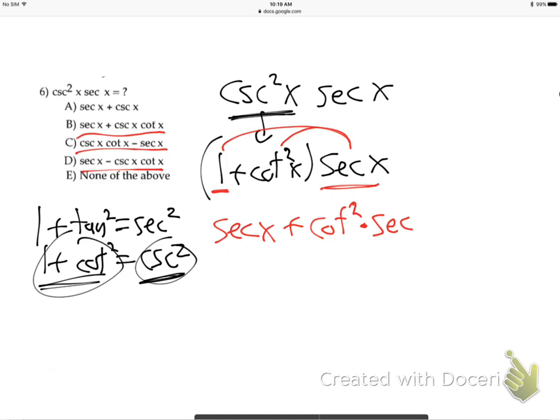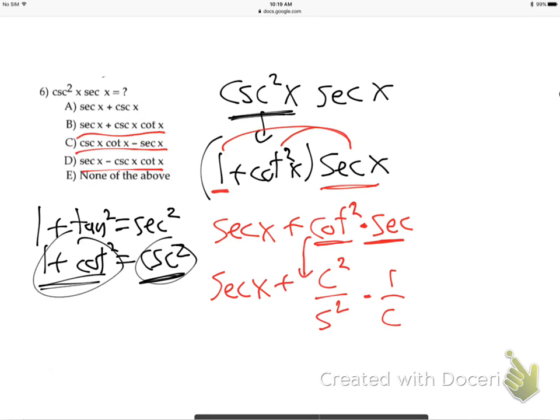What could I do? It's probably B. I don't know. The answer is B. Yeah. Here's what you could do. Now, because this is kind of weird looking, right? You could look at that and you could say, well, there's a couple things you could do. I'm going to make it cosines and sines now. What's cotan squared? Cosine squared over sine squared. And what's secant? 1 over cosine.